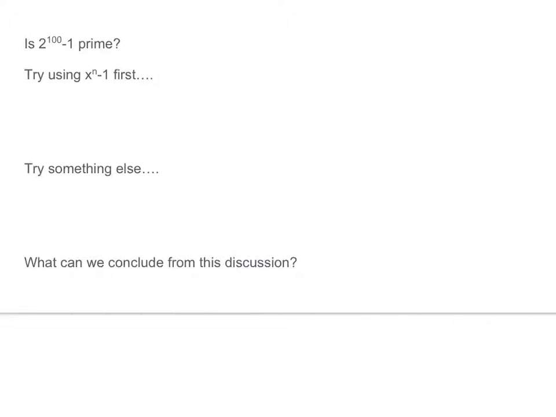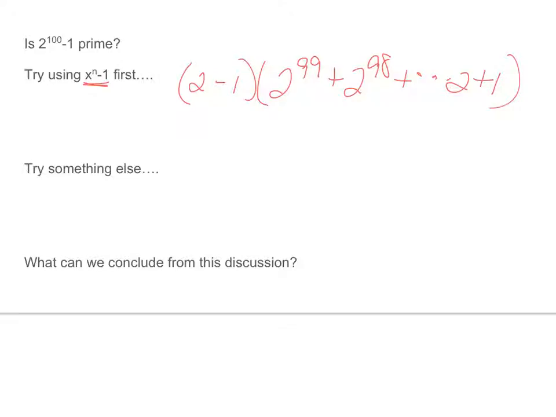Next question, is 2 to the 100th power minus 1 prime? Okay? We can try to apply the first identity. Let's see. So x to the n minus 1 will give us 2 minus 1 times 2 to the 99 plus 2 to the 98th plus, holy cow. I don't really want to do that much math, so that's really awful. So let's try something else.